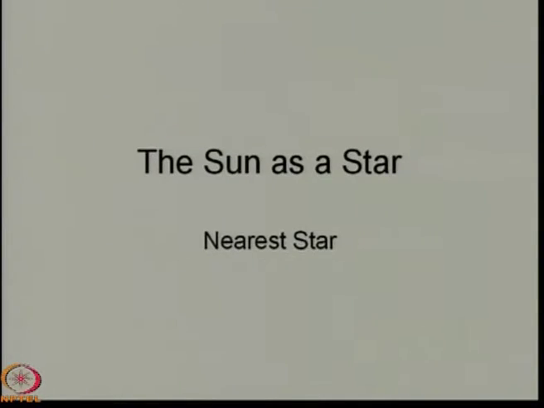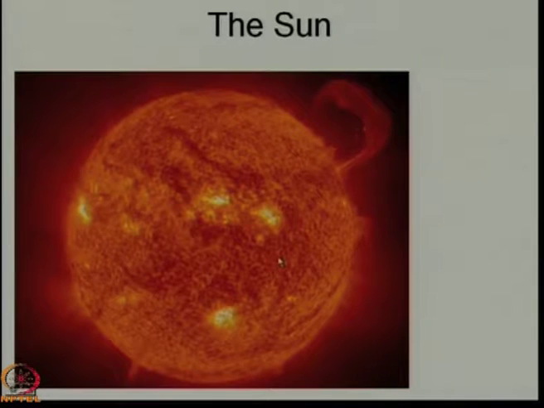We shall now move on, and the topic that we are going to take up next is stars. We are going to start off our discussion on stars by considering the star that is nearest to us, that is the Sun. So, today we are going to discuss certain properties of the Sun, the Sun as a star, the nearest star to us. This shows you a picture of the Sun taken on some particular day.